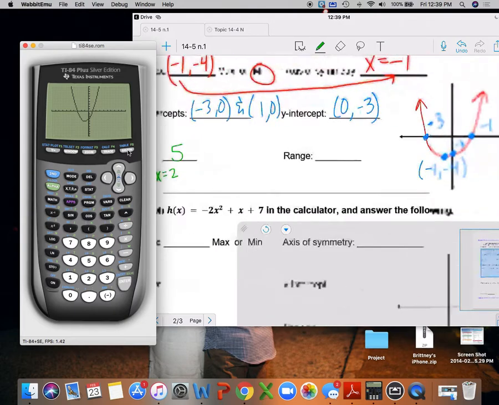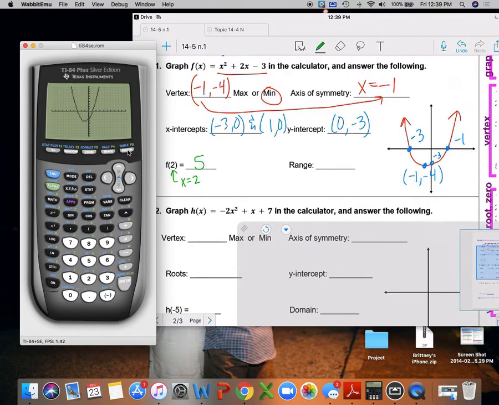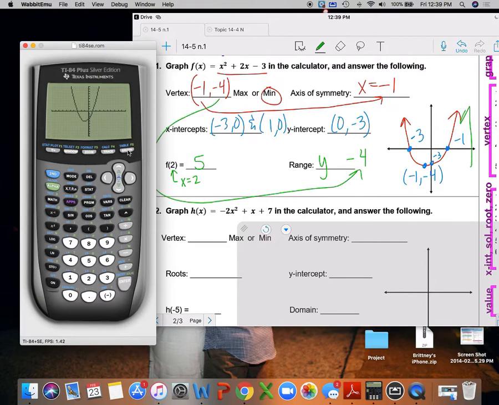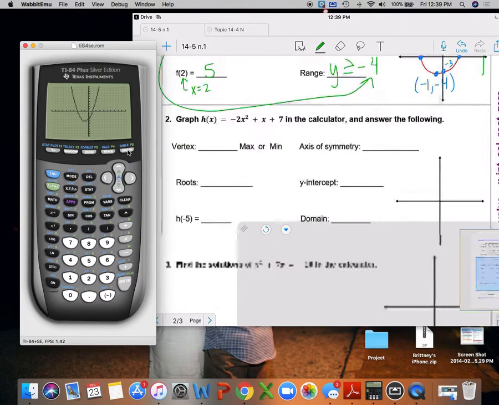Okay? And then for my range, I know that my range deals directly with my vertex, which is a -4. My y's are starting low and going high, so my y's are greater than or equal to -4.